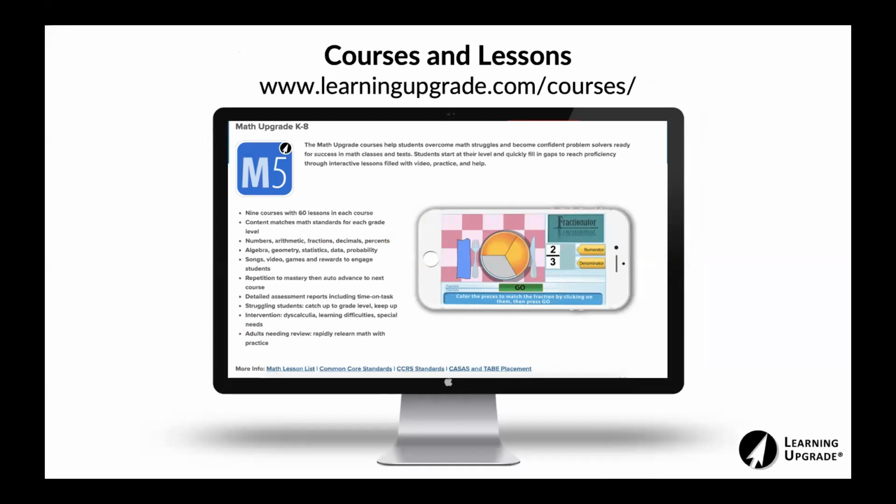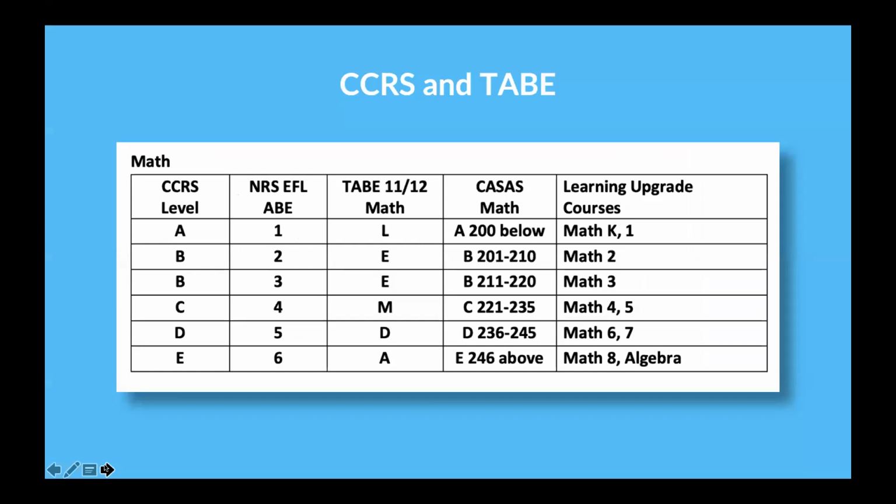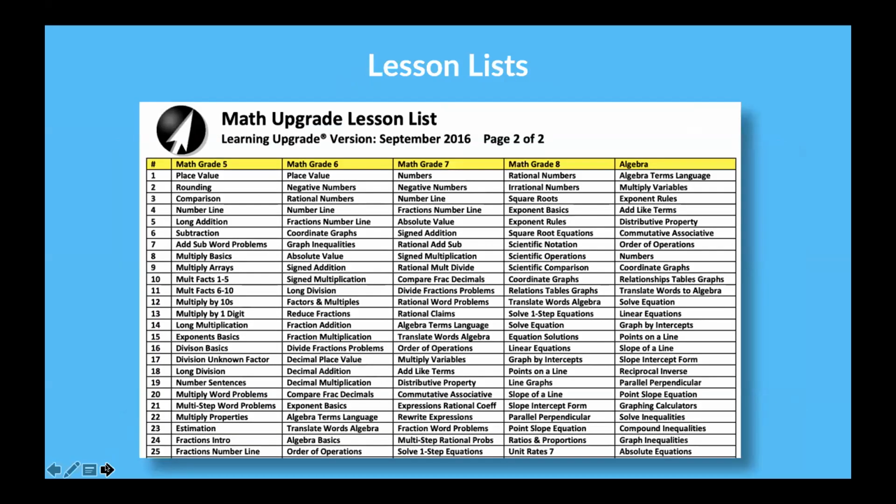So in other webinars, we've gone into more detail there. I want to focus on remote learning for this one, but just want to let you know that this is available. This is our CCRS and TABE placements. So if you want to see, for English or math, where they would align based on your scores, we have these available. Our lesson list has every single lesson name on there.